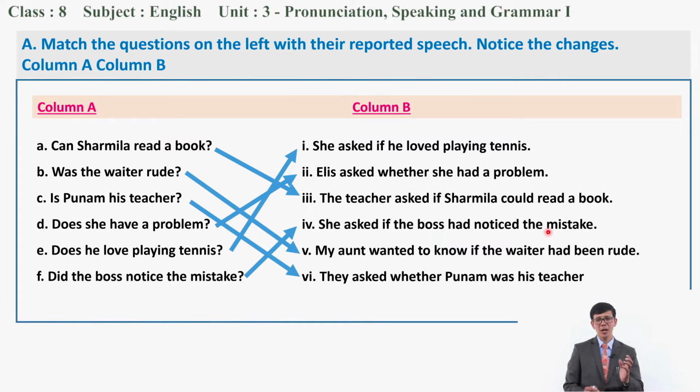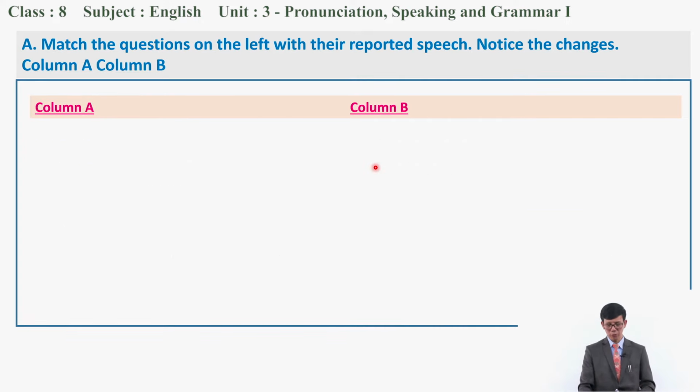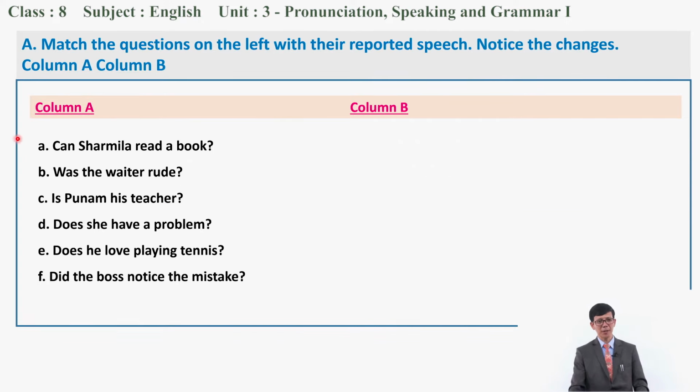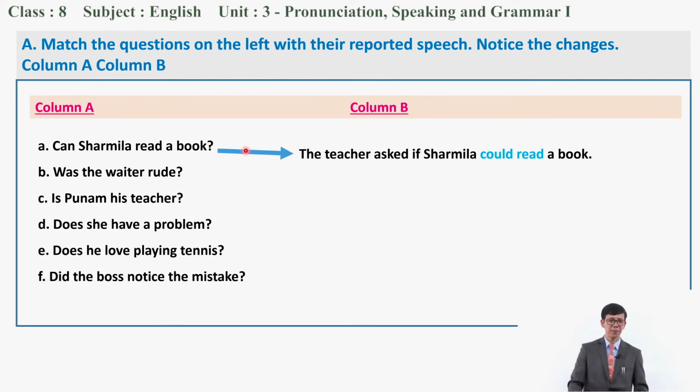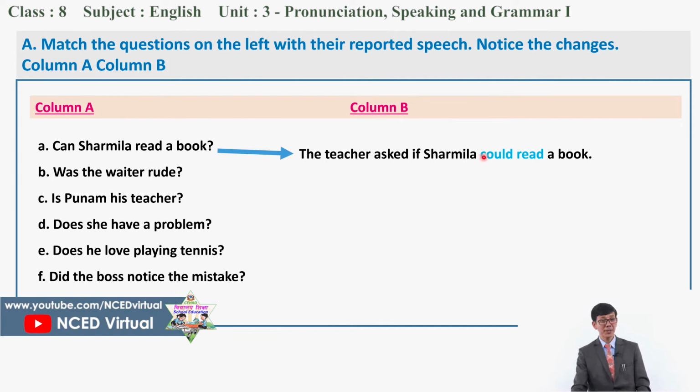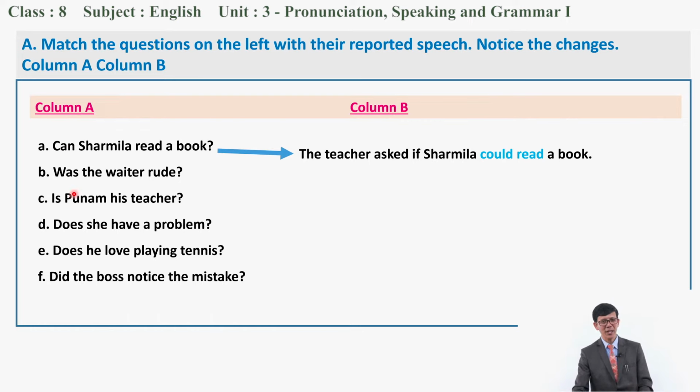Now, my dear students, let me ask you, what changes have been made from column A to column B? You can see over here what the changes are, okay? Look at here. Can Sharmila read a book? The first one, okay? Now, how is it changed? Please look at there. The teacher asked if Sharmila, look at here, is can. And this can, it says here what? Good, okay? The teacher asked if Sharmila could read a book. This is how you can report, okay? And look at here. Was the waiter rude? And how is it reported?